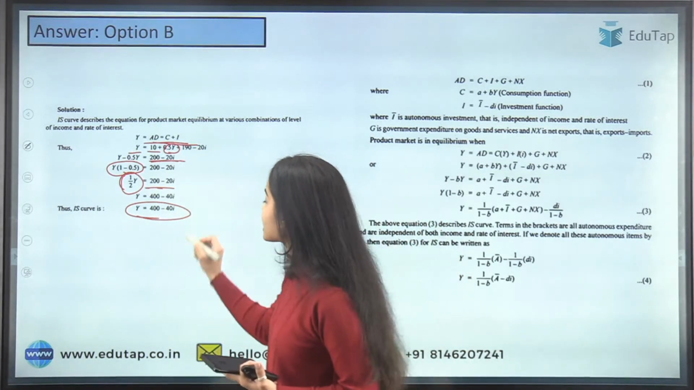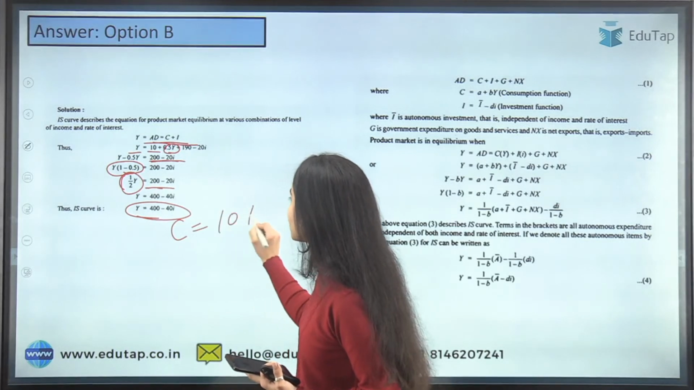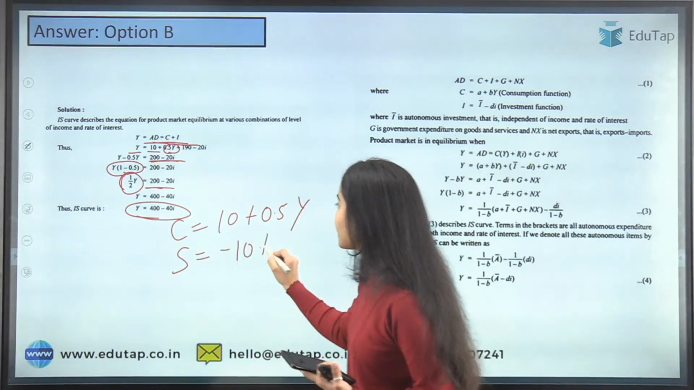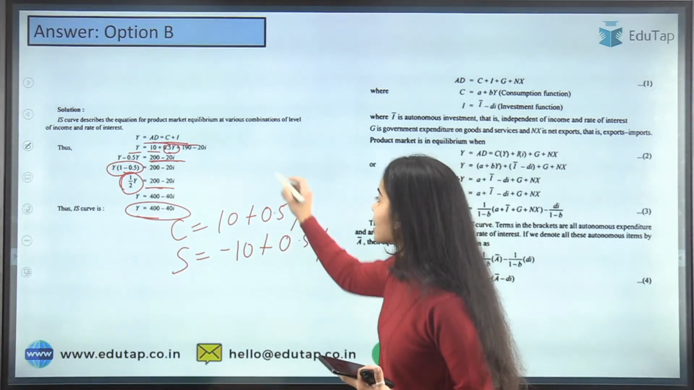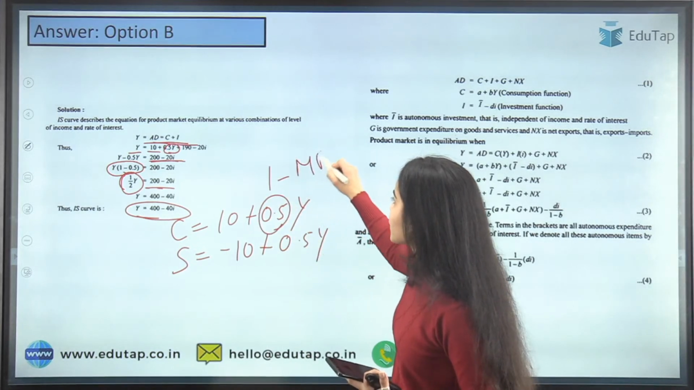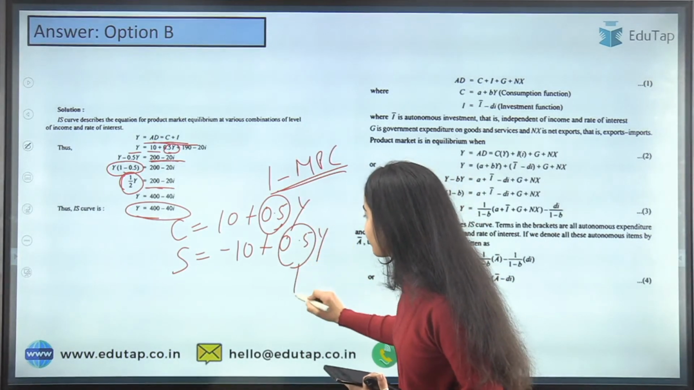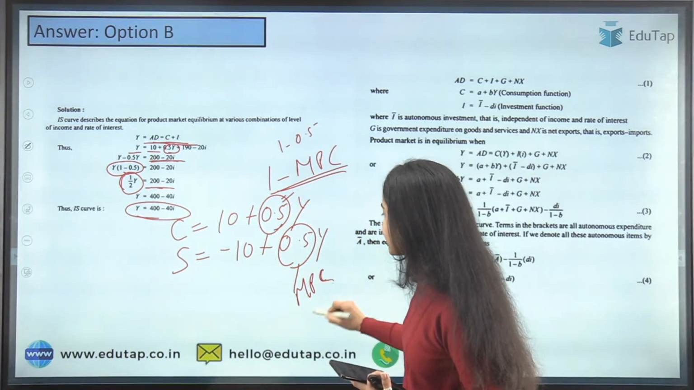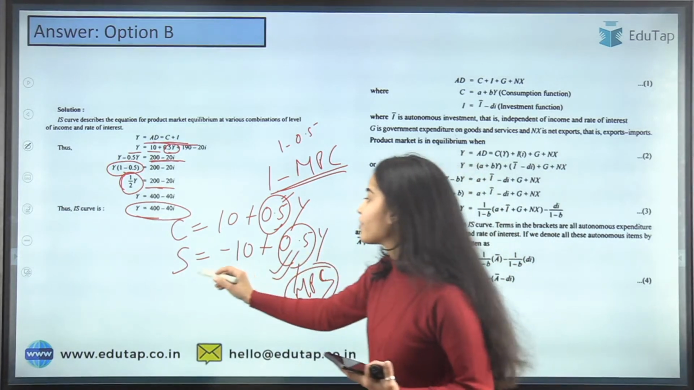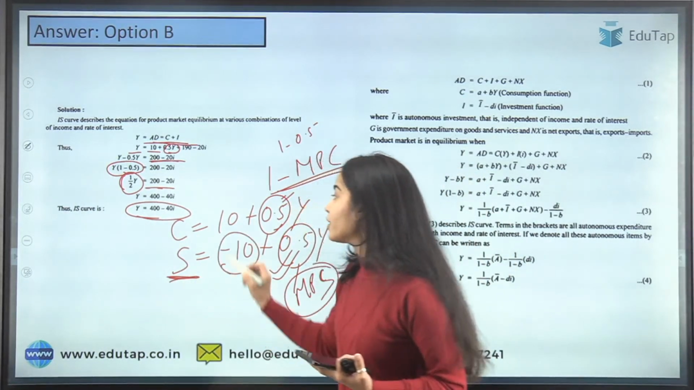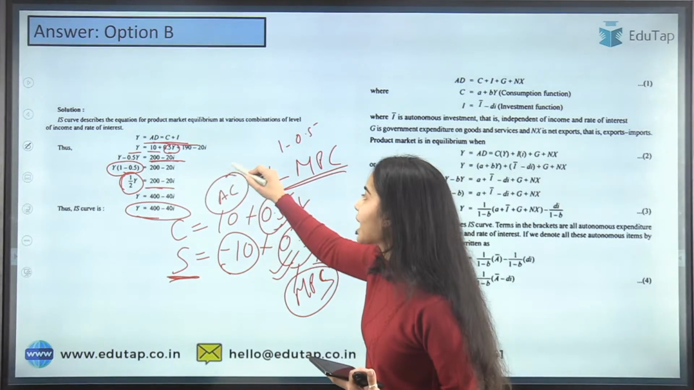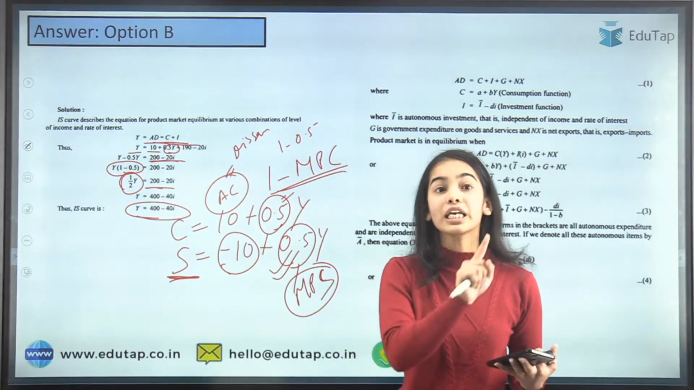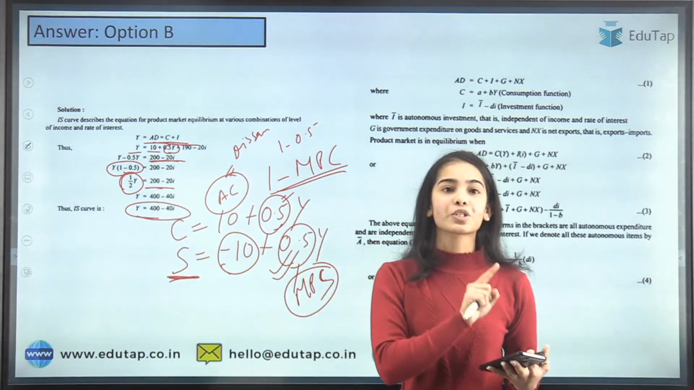The other way is that, see, the consumption equation was 10 plus 0.5Y. So similarly the saving equation will be minus 10 plus 0.5Y, because this is MPC now, so 1 minus MPC is MPS. So 1 minus 0.5 is MPS. So we got the slope of the saving, and the saving intercept will be negative 10. Why? Because this is autonomous consumption, that is dis-saving. So this is how you can even derive the equation of savings through the consumption equation.